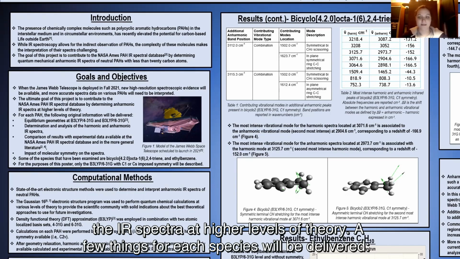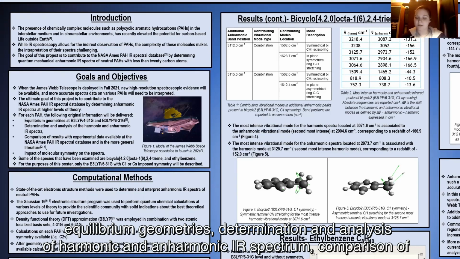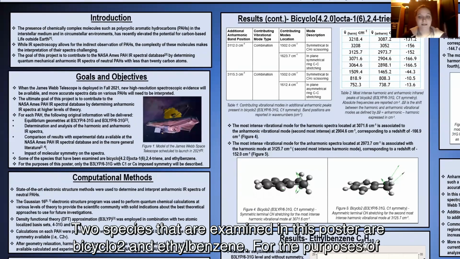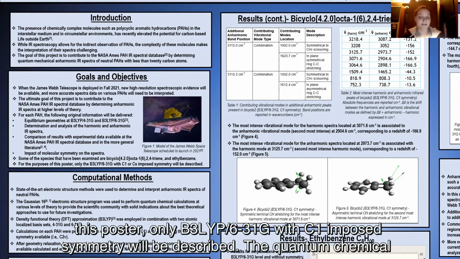A few things for each species will be delivered: equilibrium geometries, determination and analysis of harmonic and anharmonic IR spectra, comparison of results with experimental data, and finally, the impact of molecular symmetry on the spectra. Two species that are examined in this poster are bicyclo 2 and ethylene benzene. For the purposes of this poster, only B3LYP 6-31G with C1 imposed symmetry will be described.